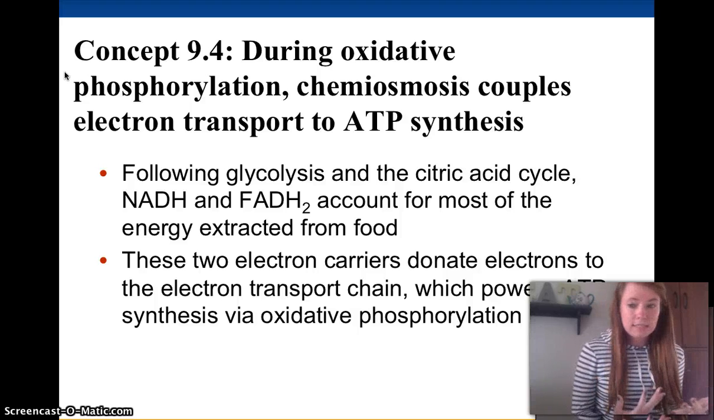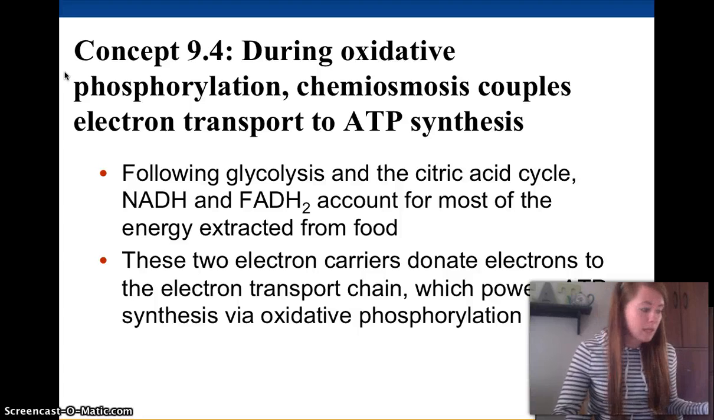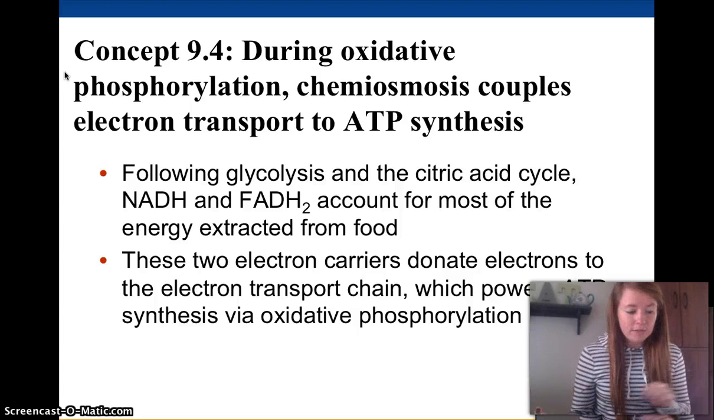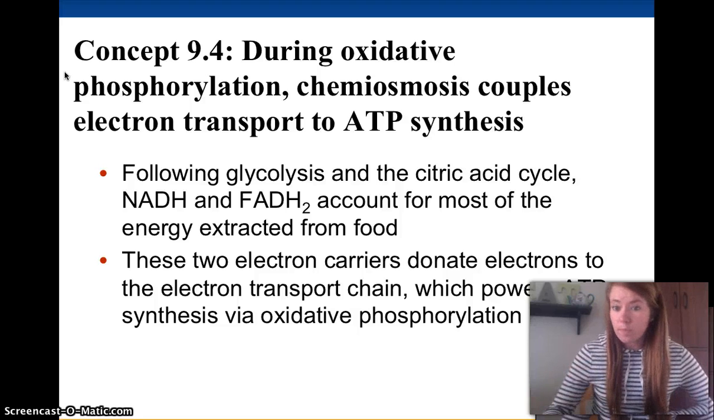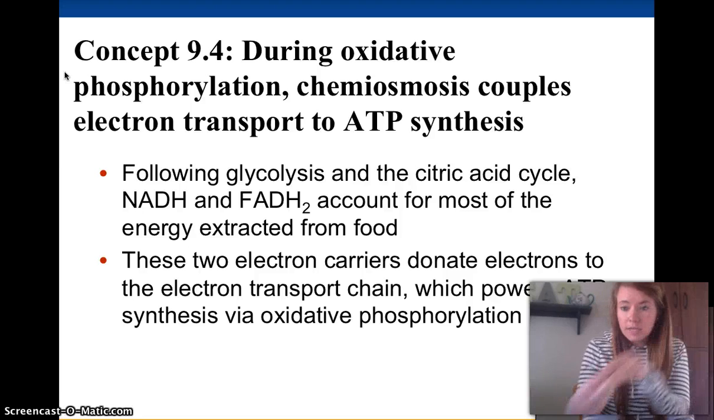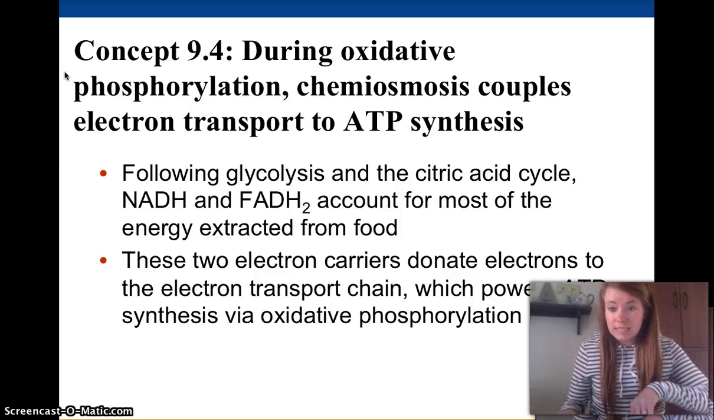So this next step about oxidative phosphorylation and the electron transport chain explains what happens to those NADH and FADH2 and how they give us so much energy. So we took all of the energy out and it's being stored in NADH.